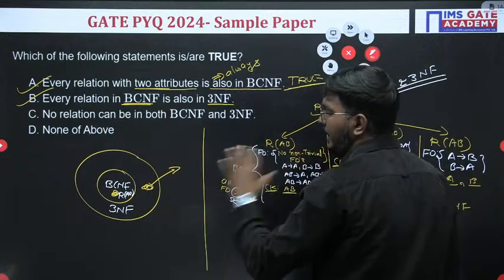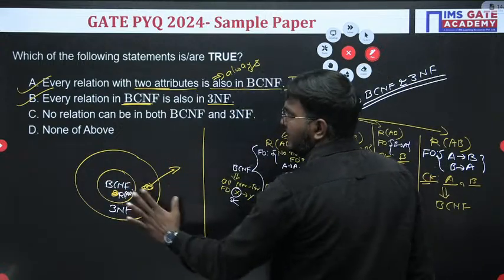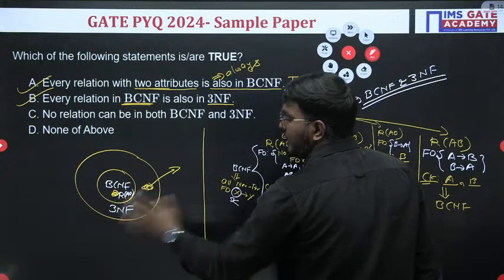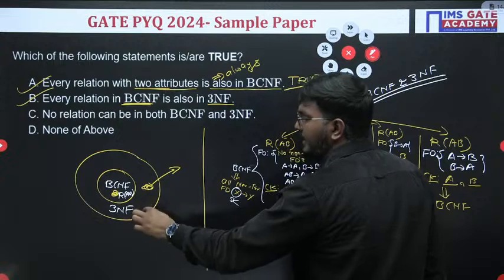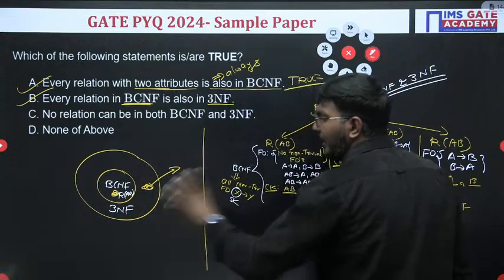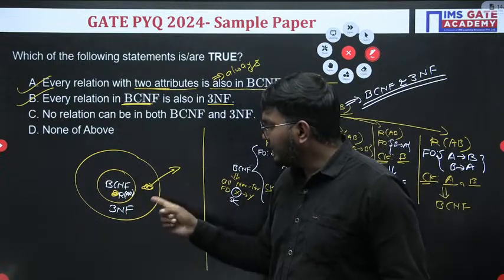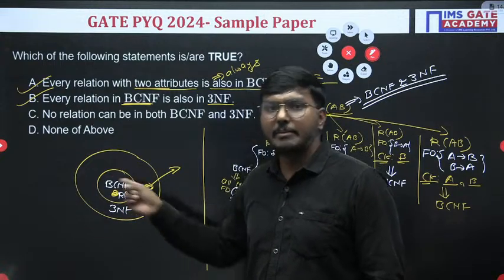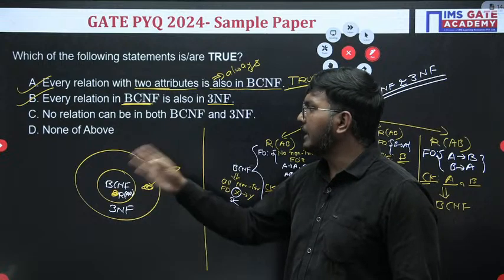Fine. So here the inner circle is BCNF. So I can say every relation which is in BCNF will always be in 3NF. But the statement that every relation in 3NF is also in BCNF is false. But if I say some relations which are in 3NF are also in BCNF, yes. If the statement is "some", then it will be true. Like that you can take all the possible outcomes.